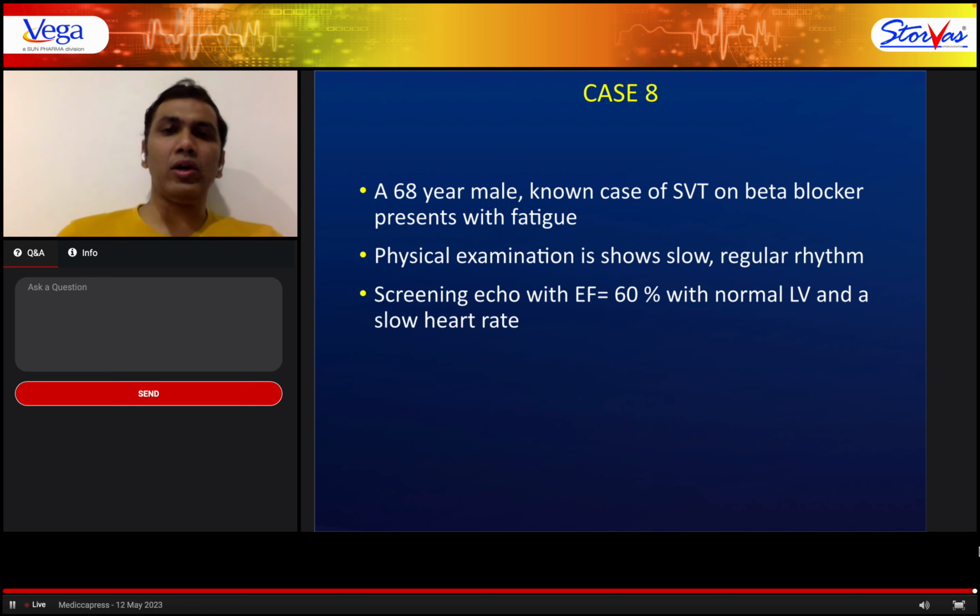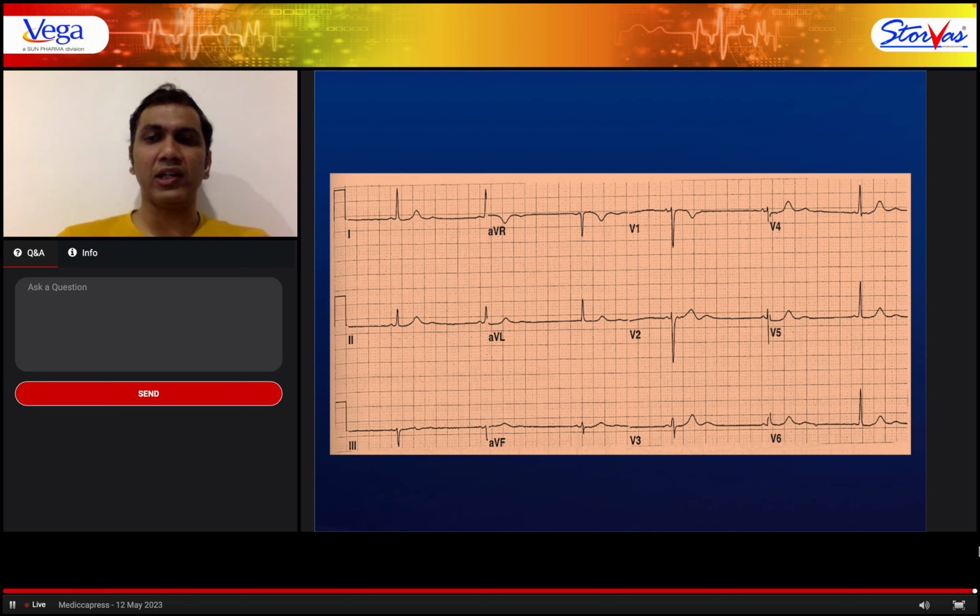We have a 68-year-old male who's a known case of SVT on a beta blocker presenting with fatigue, again showing a slow regular rhythm with a normal ejection fraction and a slow heart rate. Taking a look at this ECG, we can see that it's a narrow complex QRS. Every QRS is preceded by a P wave. Looking below down here, you don't see a P wave that is blocked. The P wave is positive in 1, positive in aVF, and in V2, the P wave is positive.